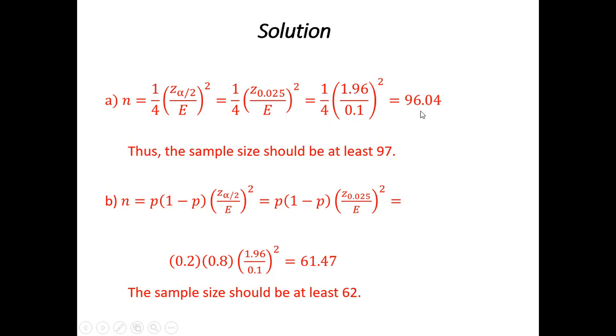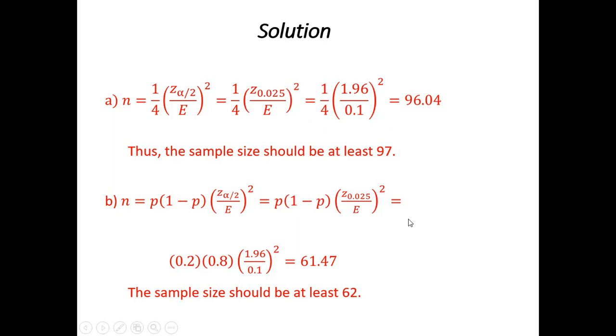We end up with 96.04, but n must be an integer, and we want n to guarantee a certain error value. So we have to be conservative here when we round off. We would round this up to 97. So a sample size of 97 will give us the maximum error that was stated.